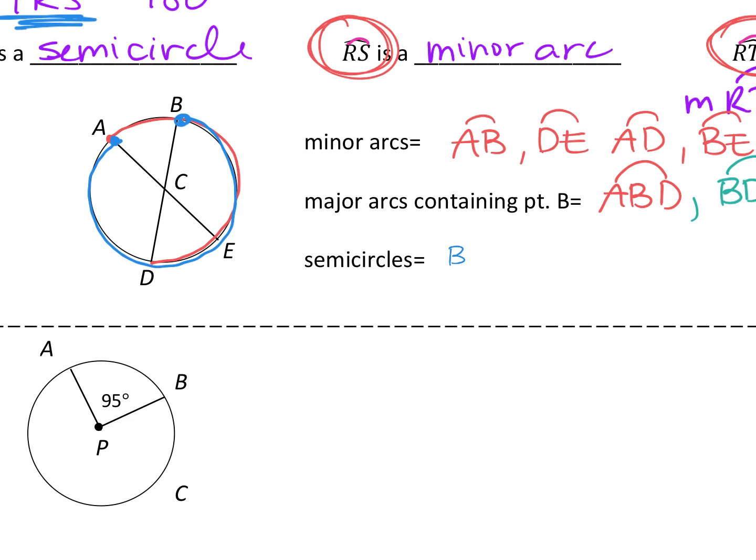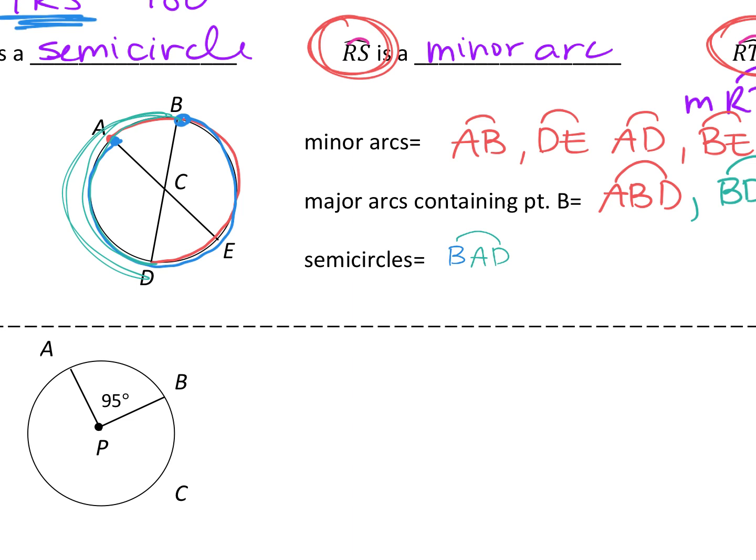There's an issue with that. Do you see it? You could go either way, right? We don't know which semicircle you're talking about. So when you name a semicircle, make sure you use 3 letters. If I said BAD, that would be this one, right?